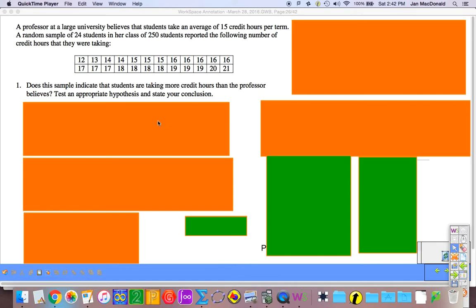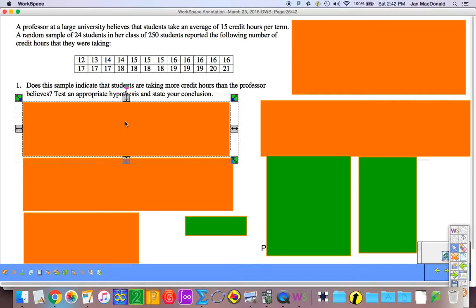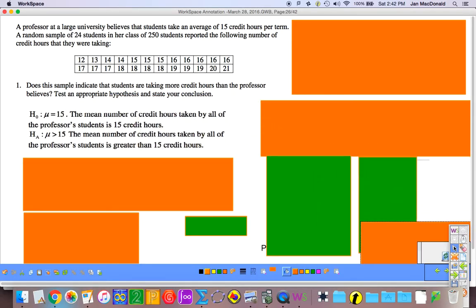So let's take a look at our null and alternative hypotheses. Our null hypothesis is always a statement of no change or no difference. So that means our null hypothesis would be mu, the average, is 15 credit hours, no different than the professor reported. Our prompt, however, indicates that maybe in fact it's greater than that. Are they taking more credit hours? So our alternative hypotheses would be mu, the average number of credit hours, would be greater than 15 credit hours.